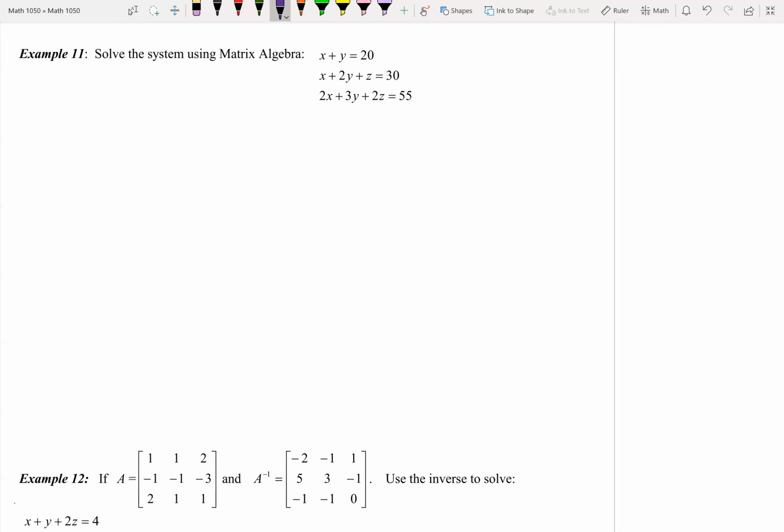Okay, here we go. This one's different because it says to solve. They want to know what X is, Y is, and Z is. They want us to use matrix algebra, which is what we just did, plus a little bit more. Okay, here we go. Nice and slowly. Across the top, 1, 1, 0. Underneath that, 1, 2, 1. Underneath, 2, 3, 2. The right-hand side is the identity.